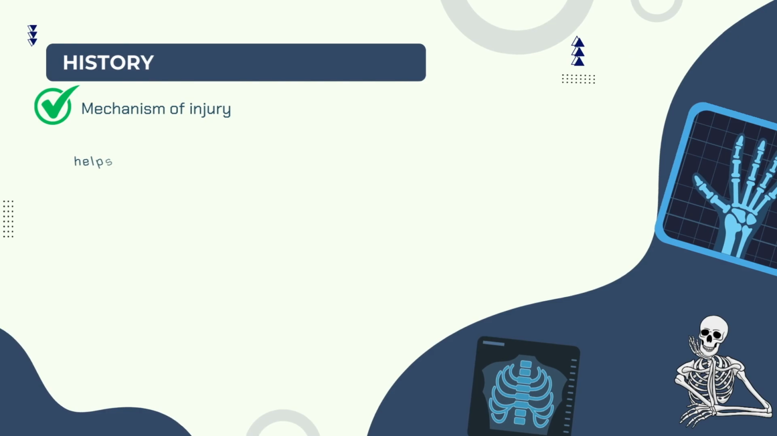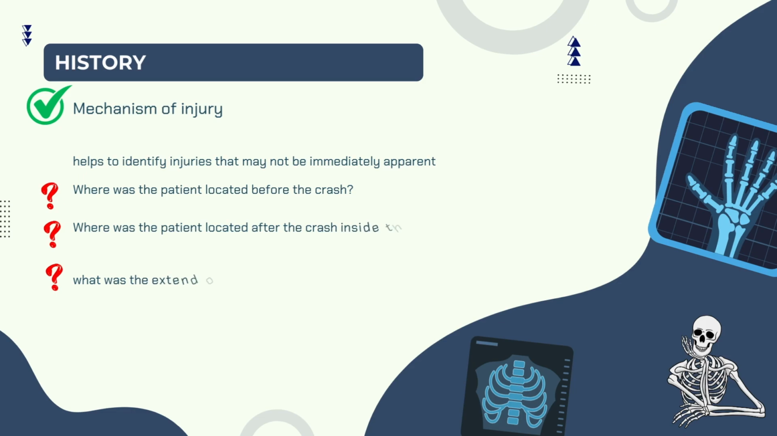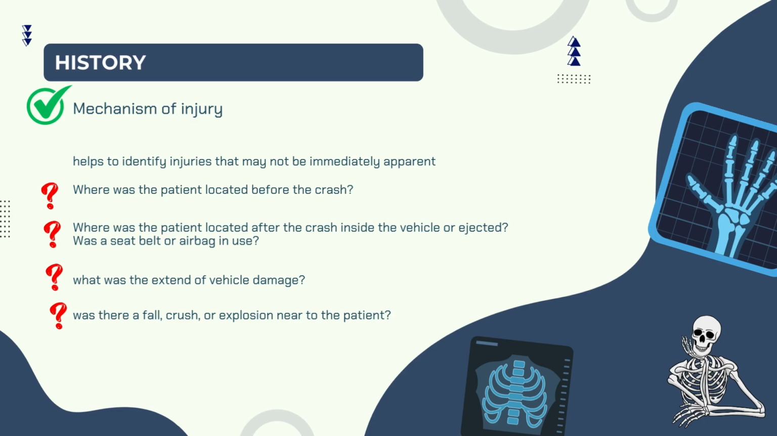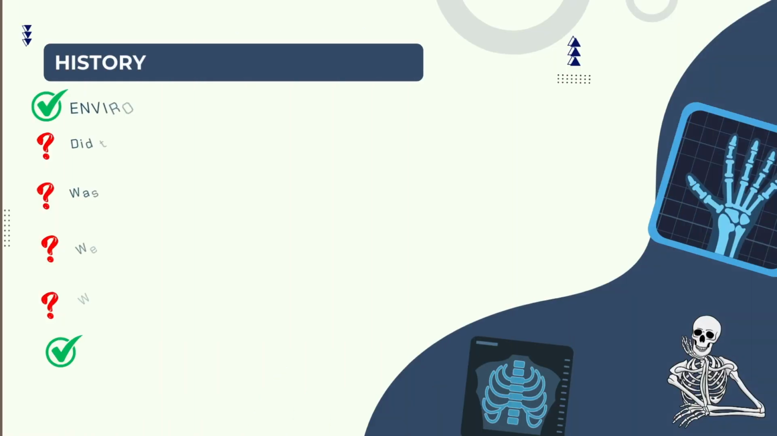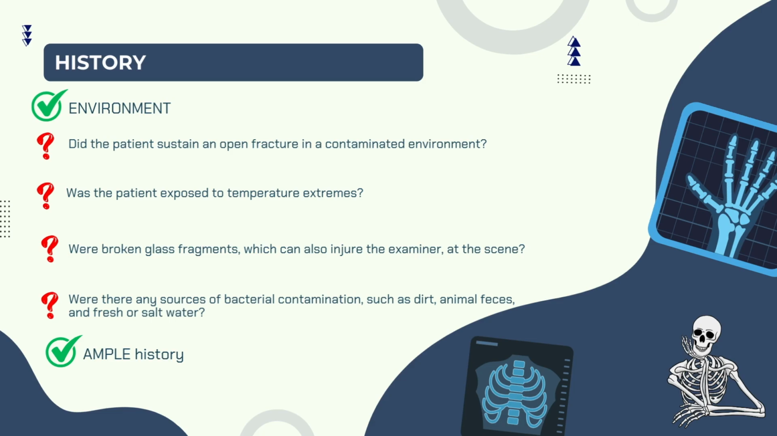Let's quickly review the factors of mechanism of injury. It helps to identify the injuries that may not be immediately apparent. So, where was the patient located before the crash, where was the patient located after the crash, what is the extent of the vehicle damage, and was there any fall, crash or explosion near the patient during the crash. Regarding the environment, did the patient sustain an open fracture in a contaminated environment? Was the patient exposed to temperature extremes? Is there any broken glass, which can injure the examiner also, and is there any source of bacterial contamination such as dirt, animal feces or fresh or salt water to be inquired? And along with that, the ample history also has to be collected.